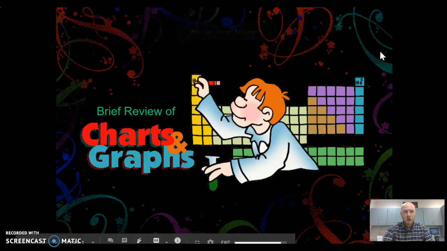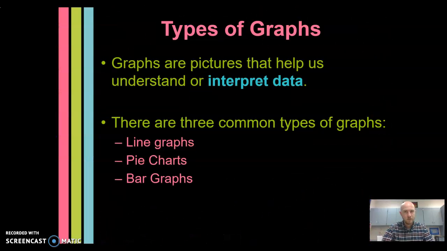All right, so let's talk about graphs, because graphs are something we're going to do quite a bit in class this year. So first off, what is a graph? A graph is a picture that is going to help us understand something, and that something is going to be data. And remember, data is another word for evidence.